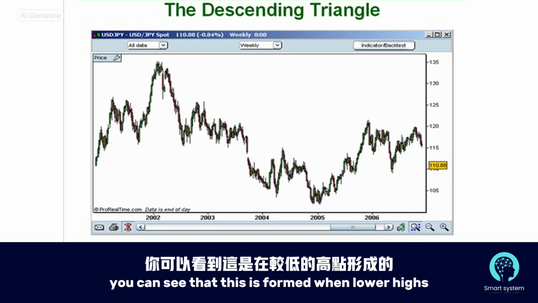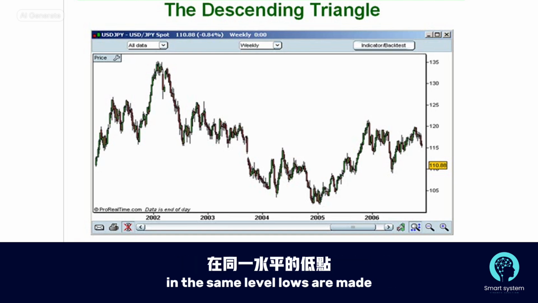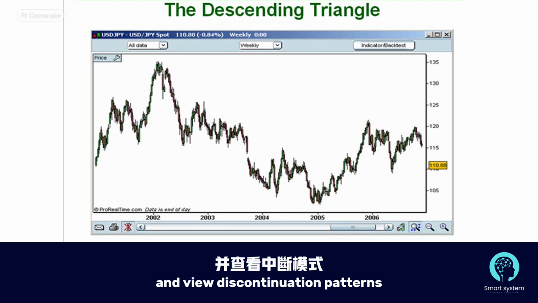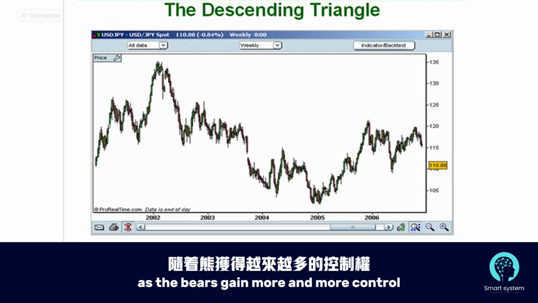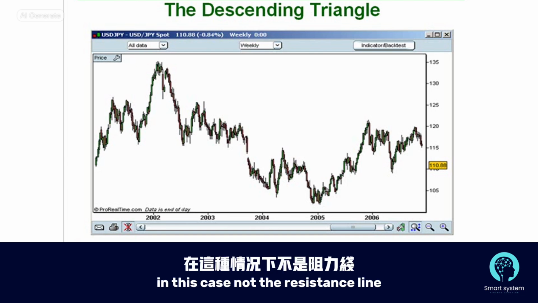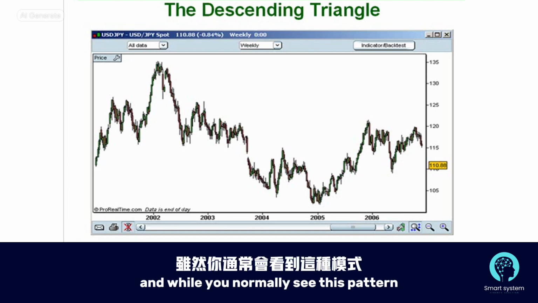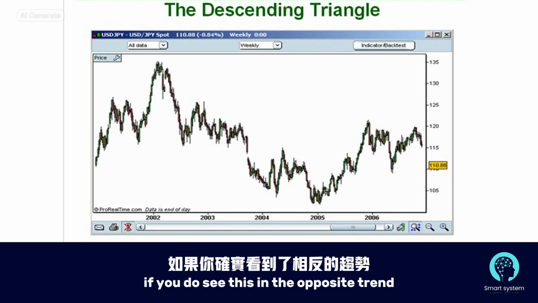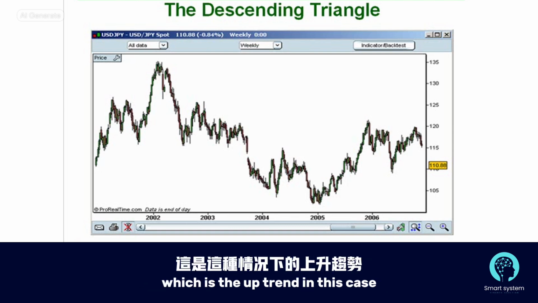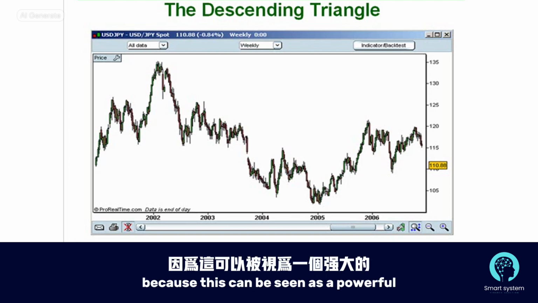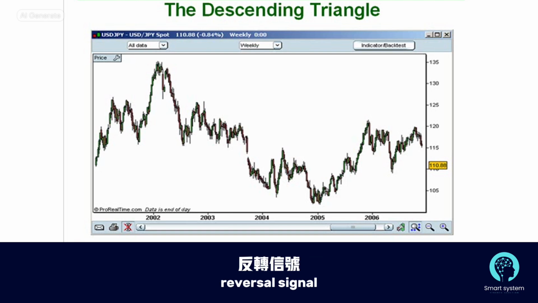The descending triangle is basically the opposite, or the ascending triangle flipped upside down. You can see that this is formed when lower highs and the same level lows are made. These patterns are normally seen in a downtrend and viewed as continuation patterns as the bears gain more and more control, running down to the bottom support line, in this case not the resistance line. And while you normally see this pattern in a downtrend, if you do see this in the opposite trend, which is the uptrend in this case, you should pay special attention, because this can be seen as a powerful reversal signal.